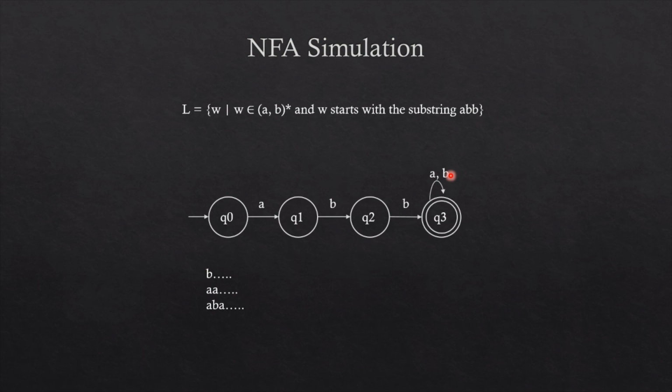Nothing different from the DFA, but here's the catch again. From Q2, if instead of seeing a B, you're seeing A, that means the string is starting with ABA instead of ABB. That's why the flow from Q2 will die again. And that's how this works. This is fairly simpler than the previous two examples. And I want you to try out strings that will be accepted and will be rejected by this NFA.